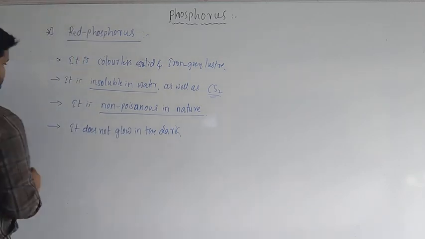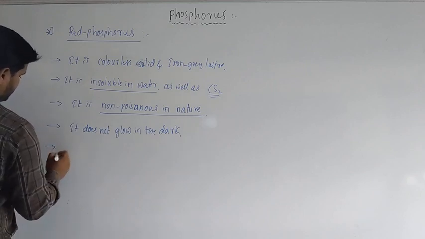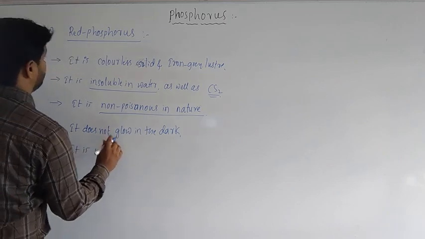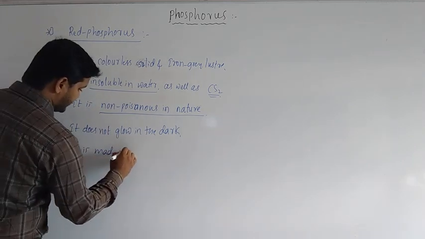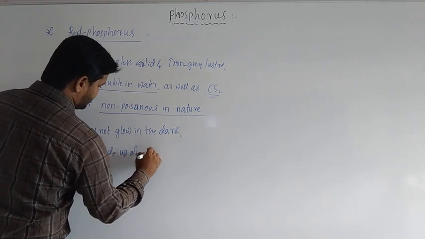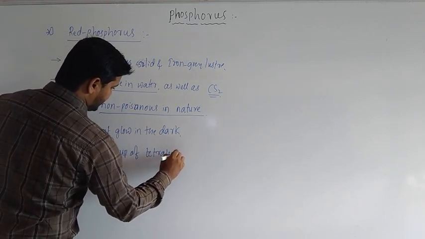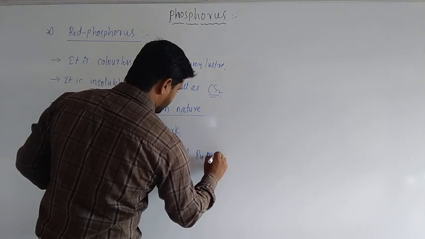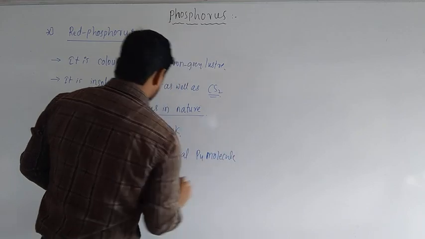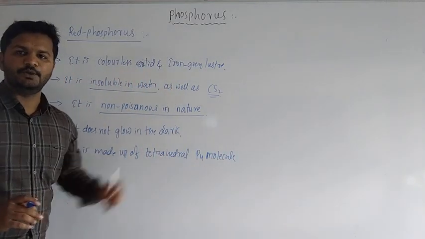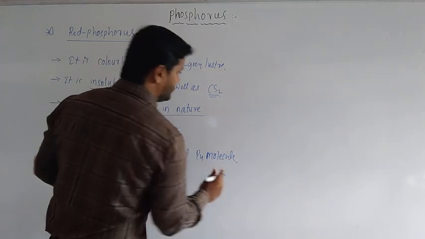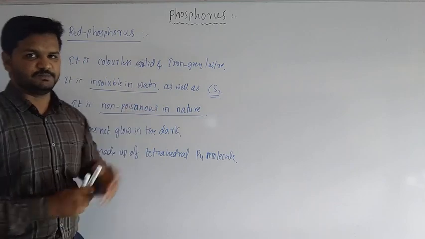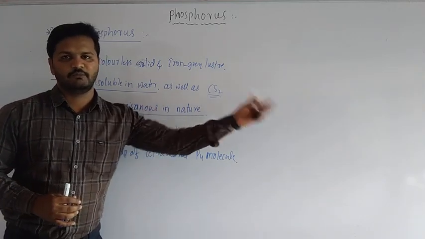And next one, the structure. The structure of red phosphorus is made up of tetrahedral P4 molecules. P4 means phosphorus molecules. It is made up of tetrahedral P4 molecules connected to each other, which means P4 molecules polymerize to form red phosphorus. Okay, I will explain it with the help of a diagram.